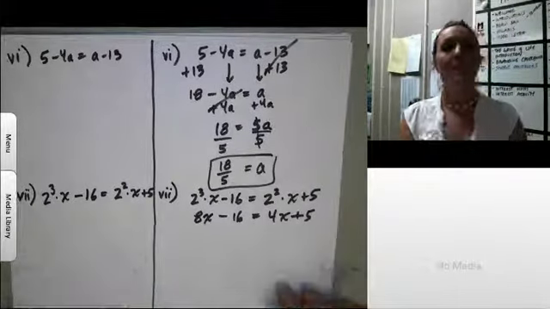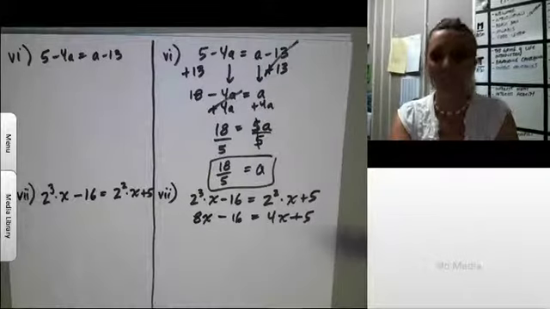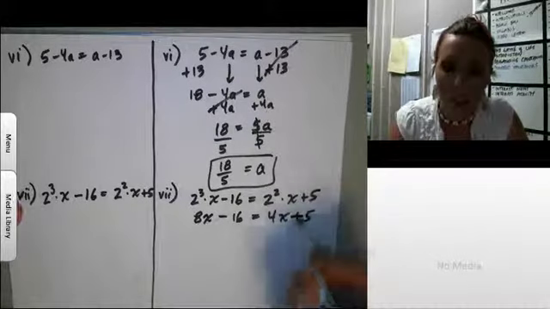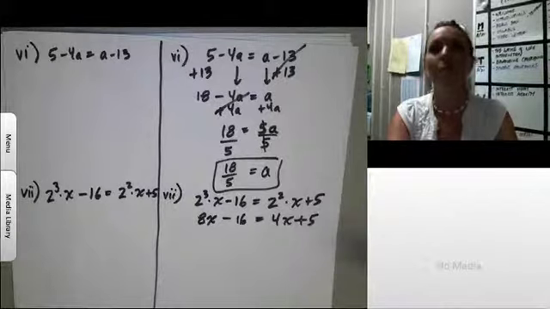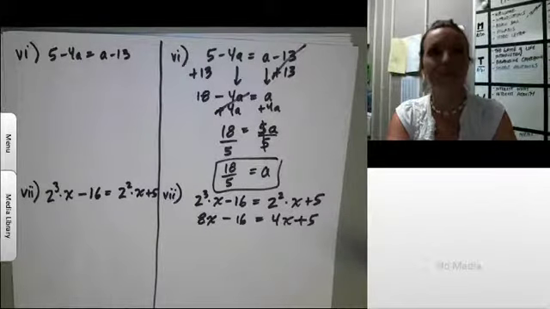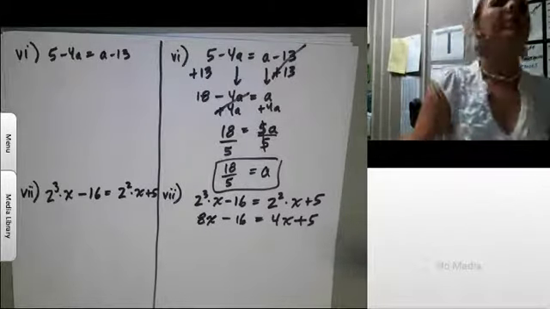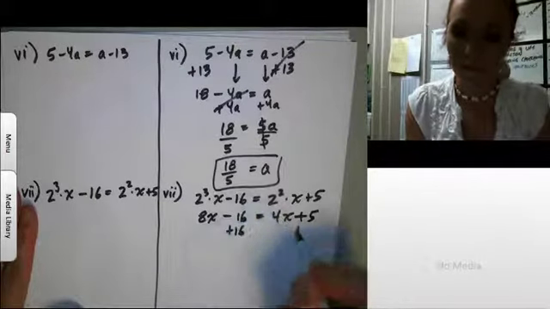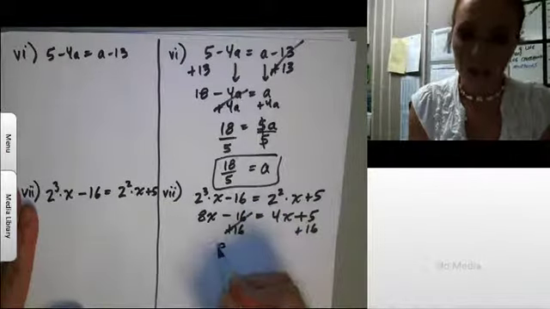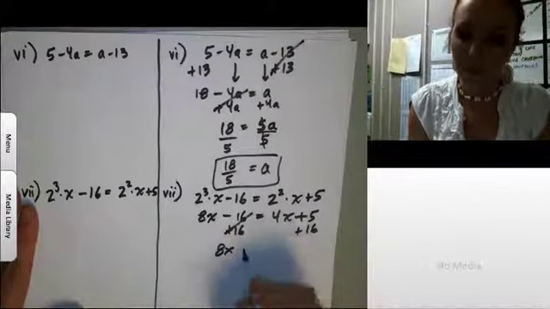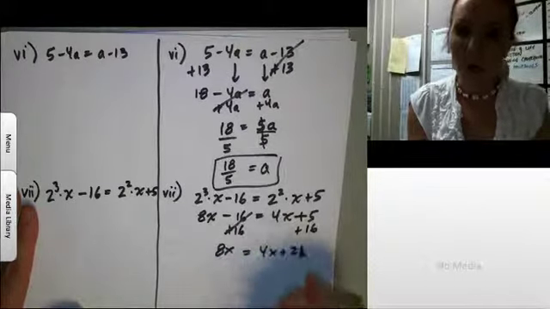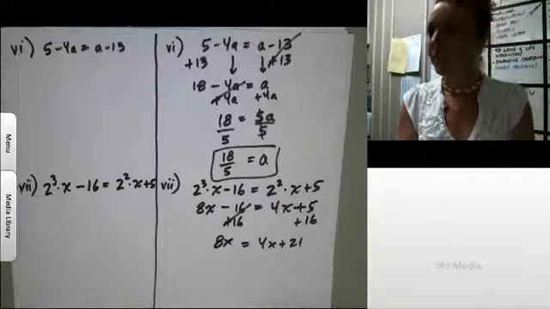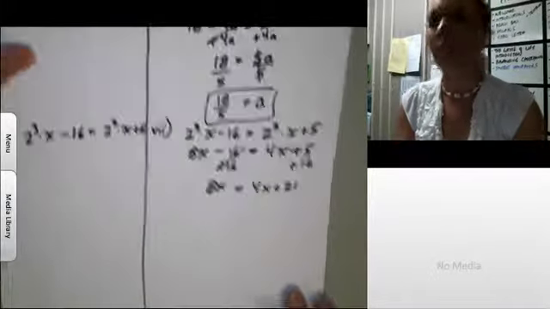So, can somebody tell me what one first step might be in this problem? Bunch of different ways we can go, but what's one way we can go? Zoe. Good. Add 16 to both sides. So we're left with 8x on the left, and then 4x plus 21 on the right. Perfect. Okay? Then where would we go from here?